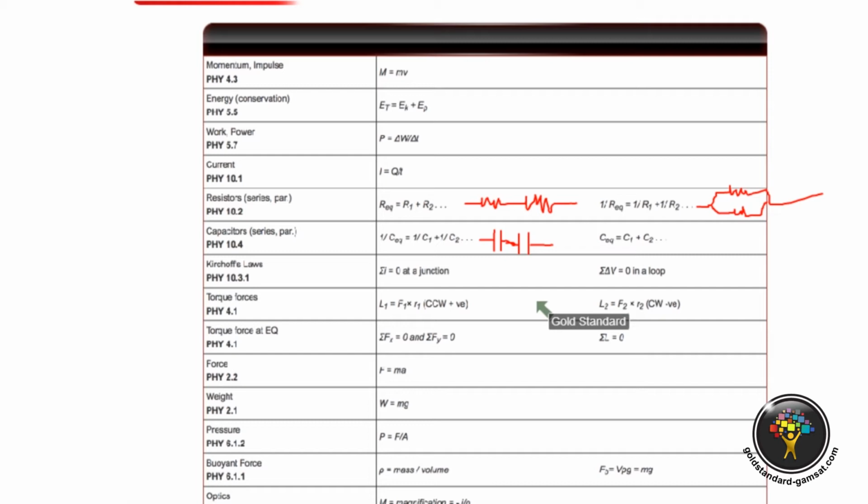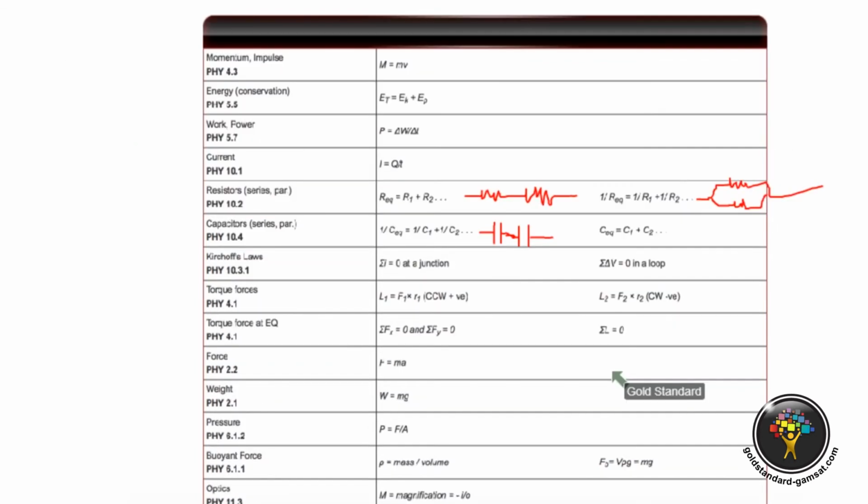You can. It's up to you. Again, it's arbitrary. But then the opposite would be negative. So if you have the counterclockwise, for example, being positive, then the clockwise torque force would be negative, but that would be arbitrary.